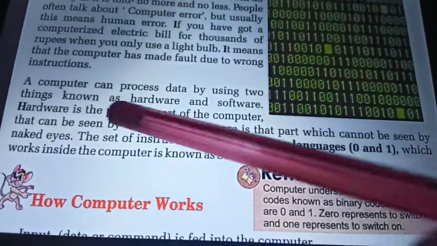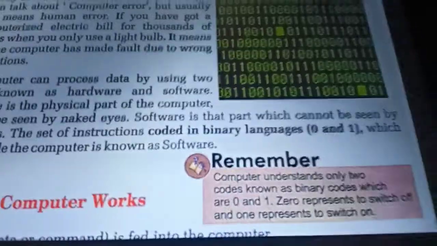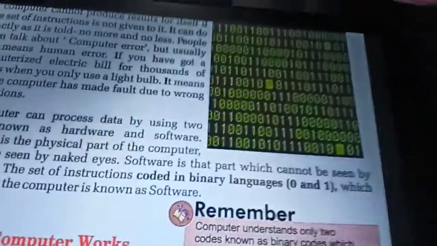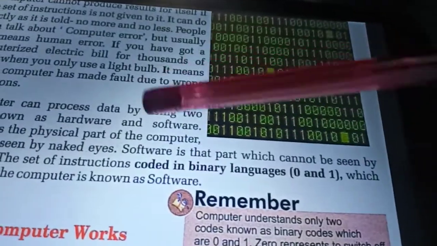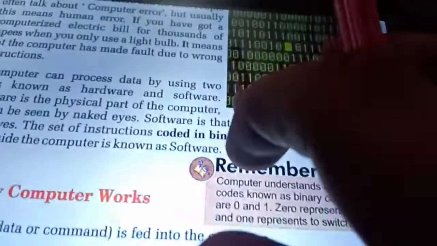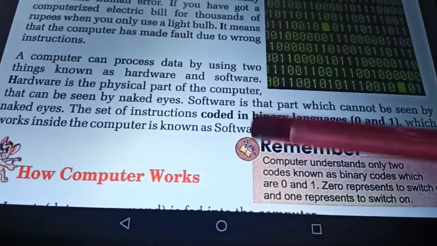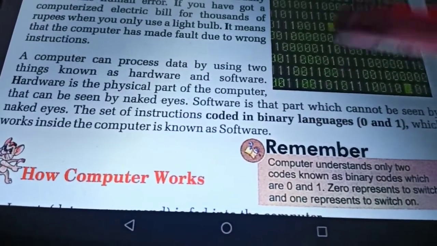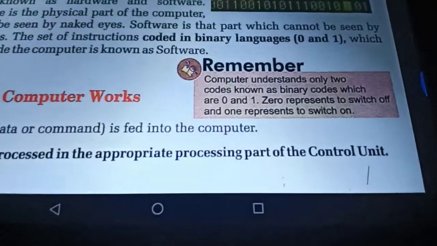There, the hardware is that part we can see. The hardwares are the floppies, any hardware devices, the computer parts. And the softwares are the programs, any software in the computer, and we cannot touch it.